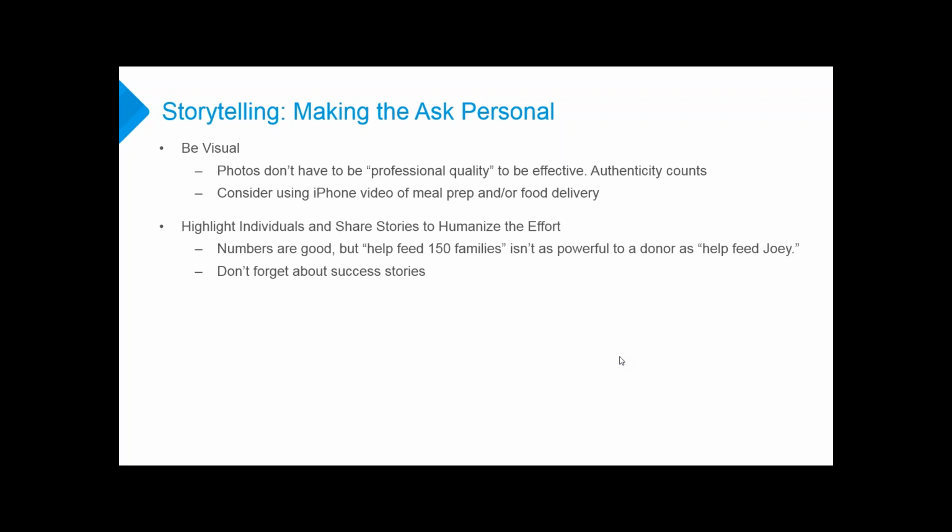Highlight individuals and share personal stories. I'll show a couple of examples in a second of, I think, some good posts here, but I know I mentioned to include numbers. I think they are good. I think you should do it, but mix in some things that make it really personal. We're going to feed 150 families isn't necessarily as powerful in the moment as we're going to feed this kid right here who's struggling. And then don't forget to share success stories to the extent that you have them. We helped this family through a tough time, and now they're doing better. So you can show that when people give money, there really is a long tail there.